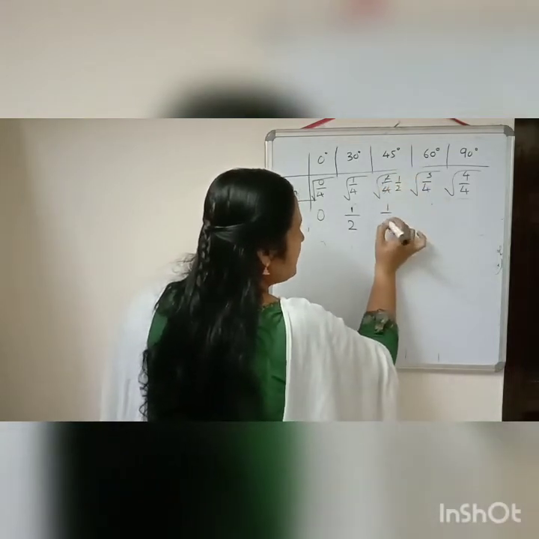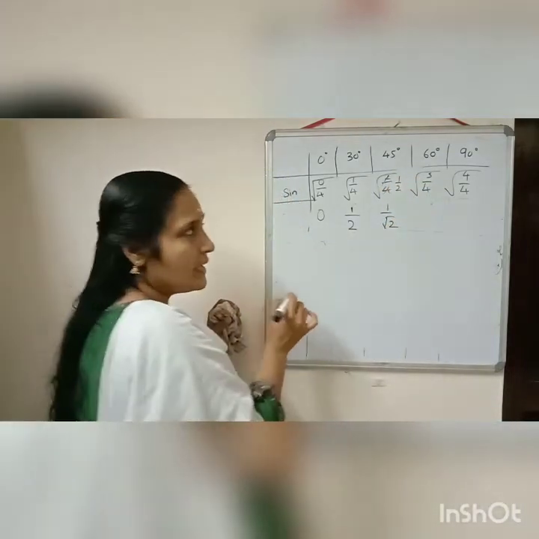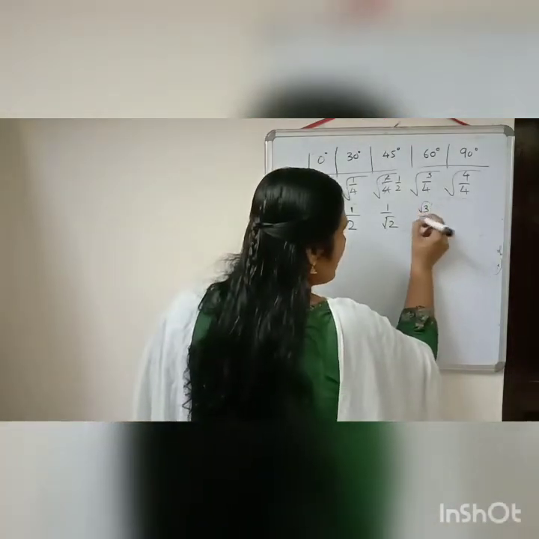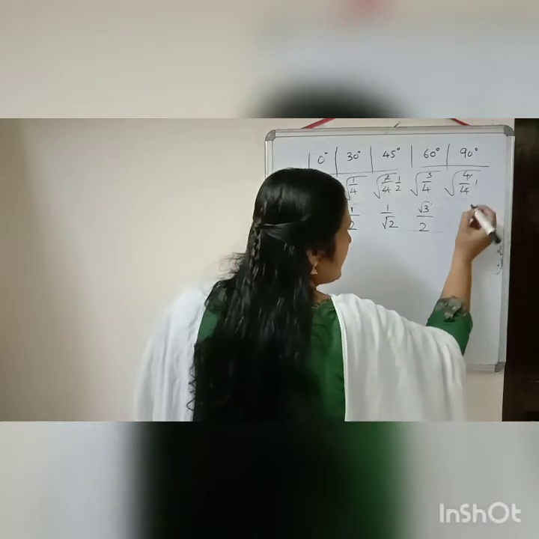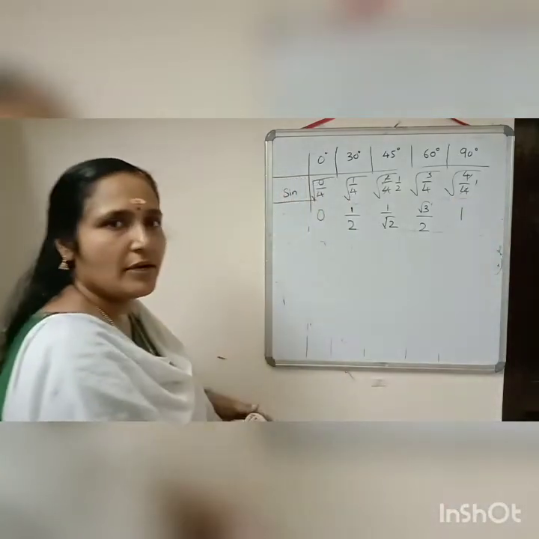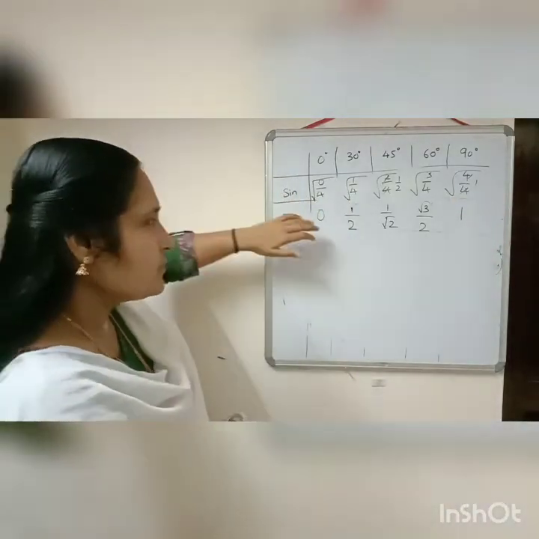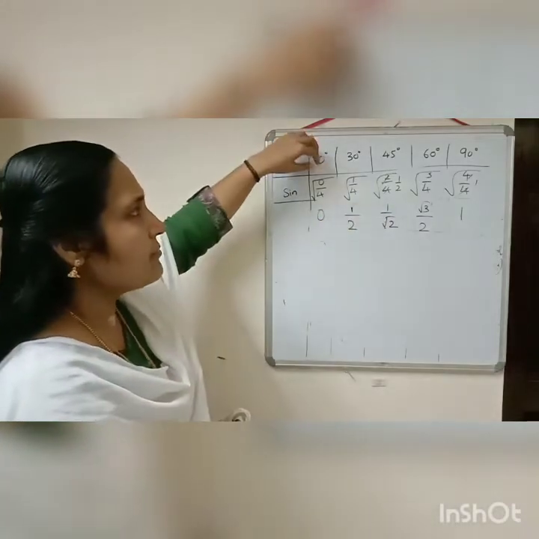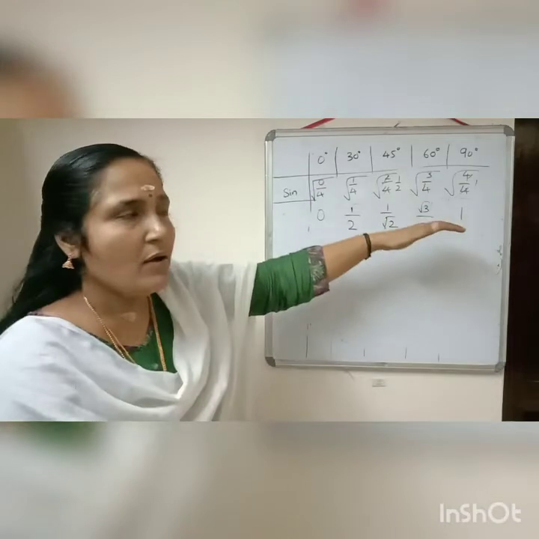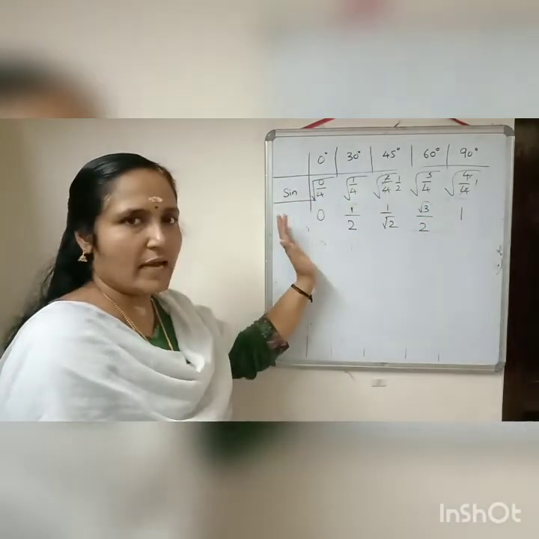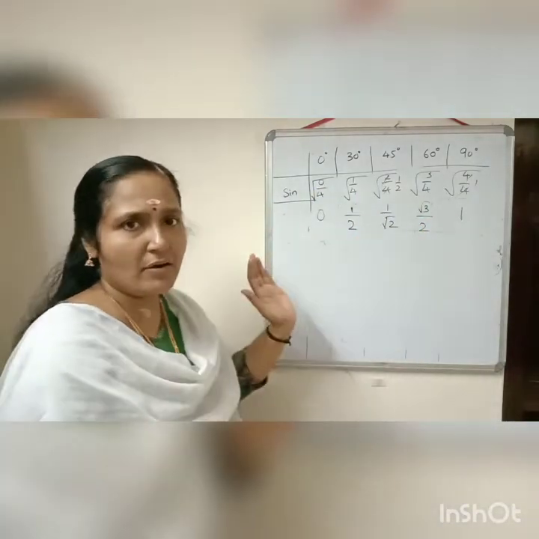2 by 4 we can cancel, so it will come 1 by 2, so it will be 1 by root 2. Then 3 by 4 is root 3 by square root of 4, which is 2. 4 by 4 gets cancelled, and we get square root of 1, which is equal to 1. So in this way you can remember the values for sine. And if you know the values of sine, cos will be the opposite of that. So we can write down the table for cos.